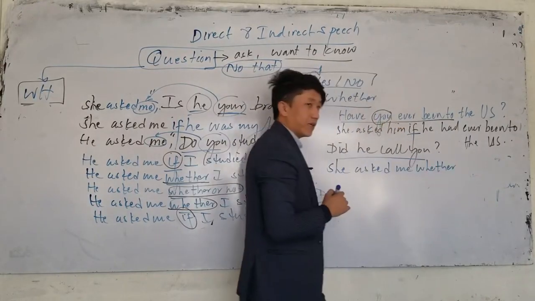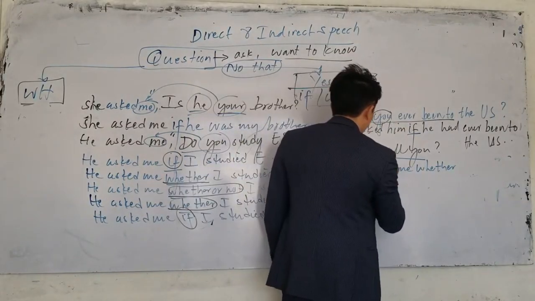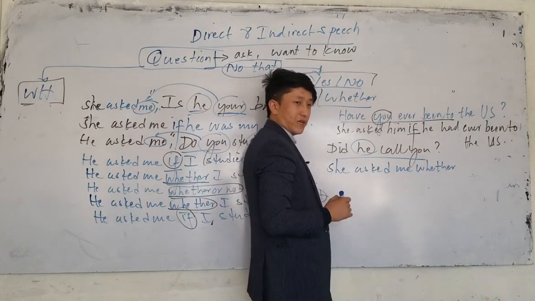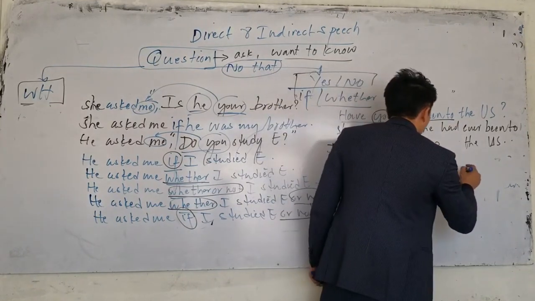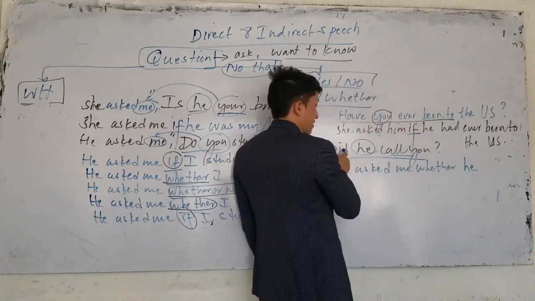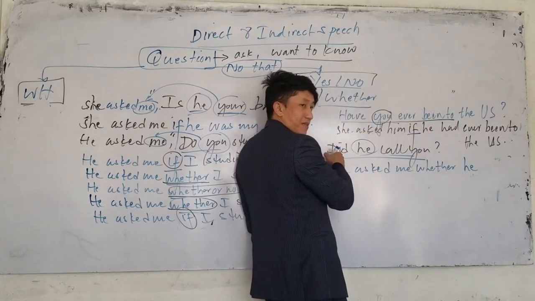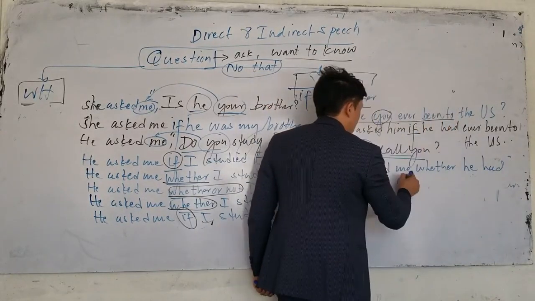What is the subject here? The subject is he here. So here he changes to what? It doesn't change. Why? Because it's the third person. What should I say? He asked me if, whether he, actually, what tense is this? Simple past. Simple past changes to past perfect. Whether he had called you.